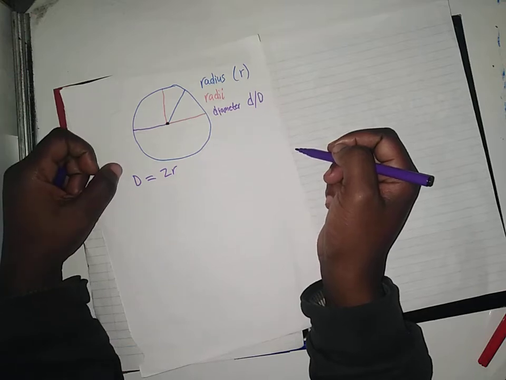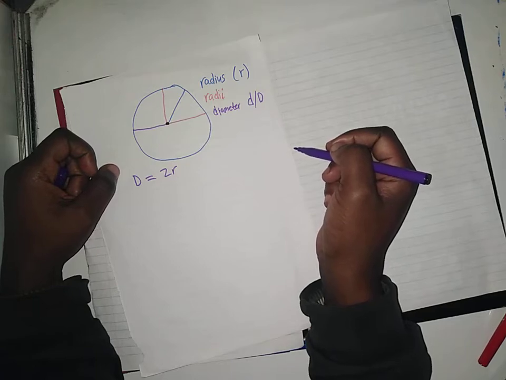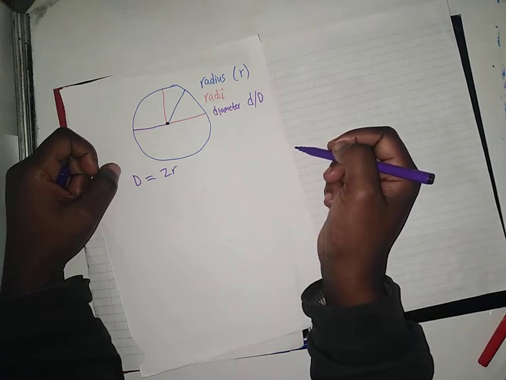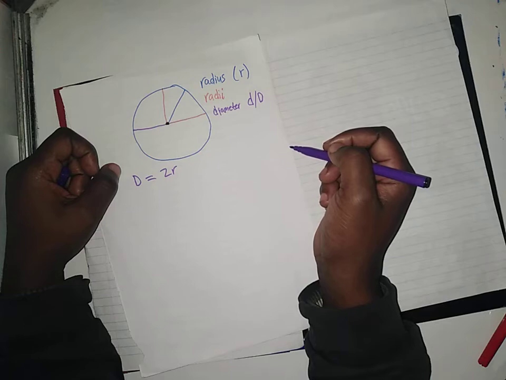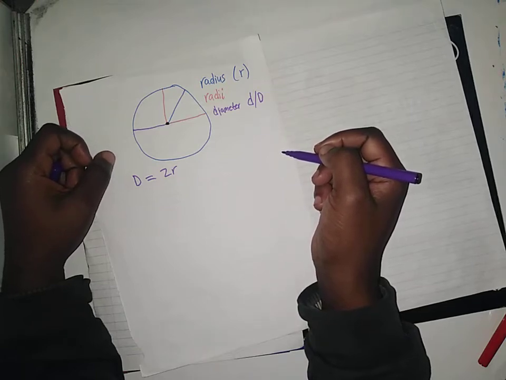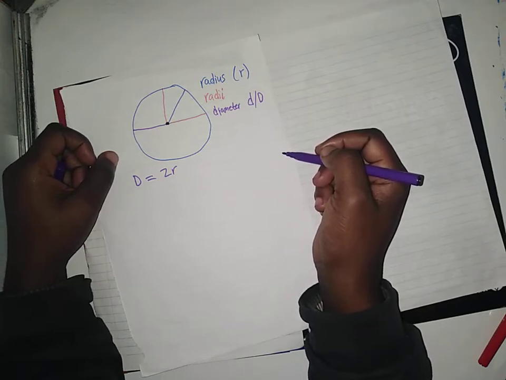Now, how can this relationship help you? It can help you because if you have a radius, you can use that radius to find the value of a diameter. Or if you have a diameter, you can use the value of that diameter to find the radius, using this relationship between the radius and the diameter. Wonderful.